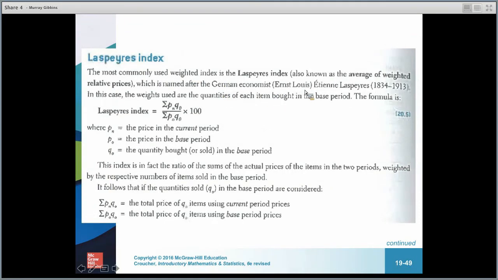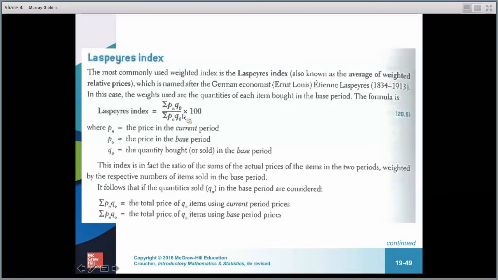Well, I think you call him Laspeyres. I could be wrong, but it's interesting. It sounds more French than German, a German economist. Ernst Louis Laspeyres, 1834 to 1913. He came along and said, well, look, let's weight: multiply the new price by the quantities in the old period and add it up, and then do the same for the prices in the base period or old period with quantities in the base or old period.